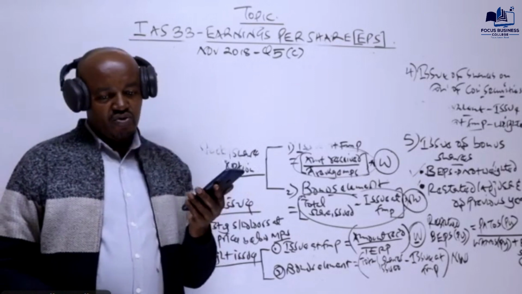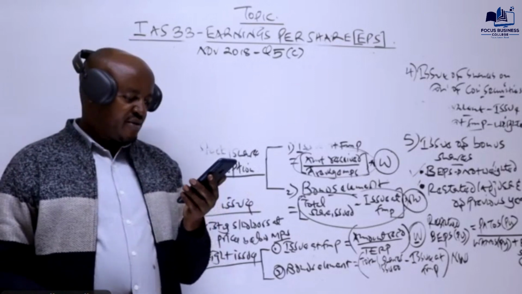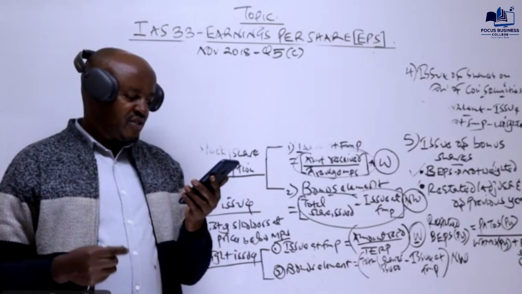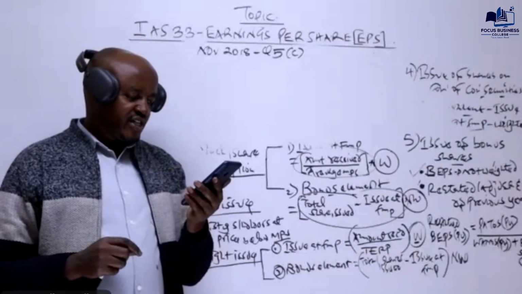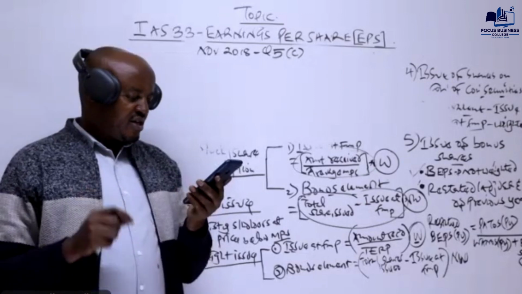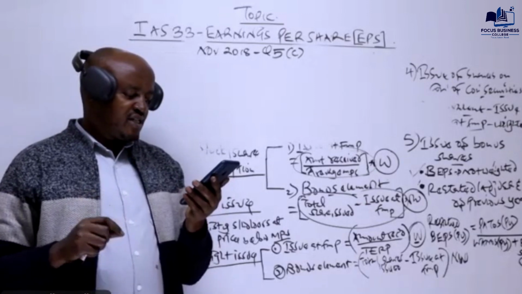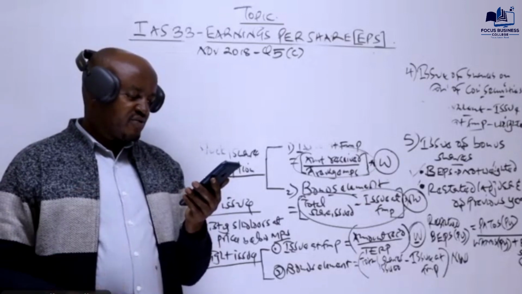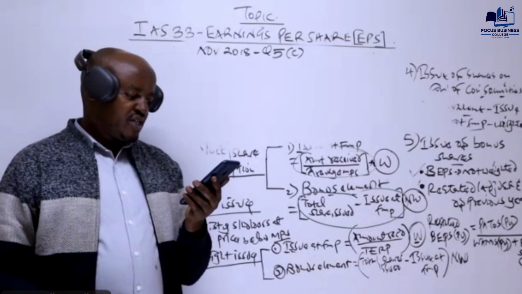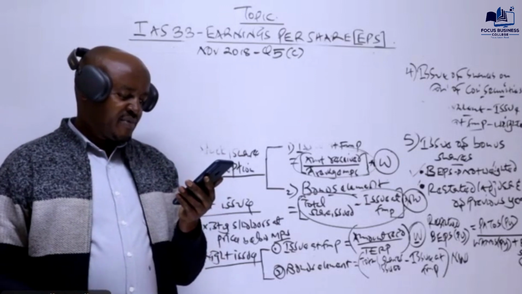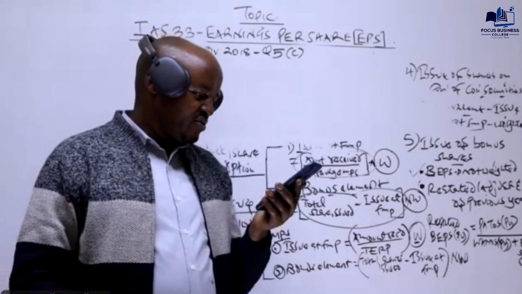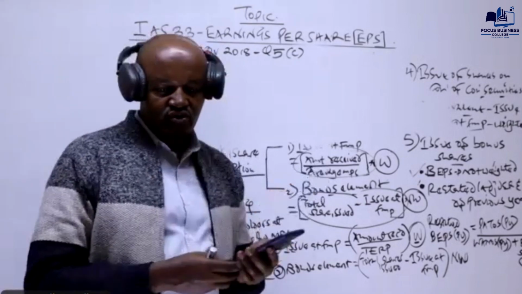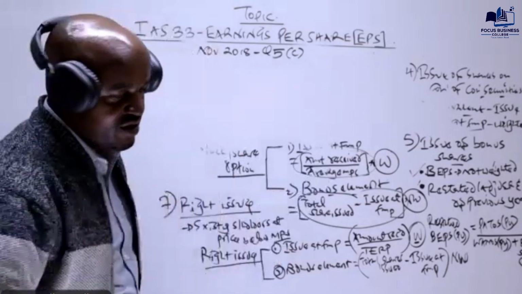And then what are we required to do here? Roman 1, we are required to compute the basic earnings per share for the year which ended 31st of July 2017 and 31st of July 2018, 10 marks. And then Roman 2, we are required to compute the comparative earnings per share for the year 2017 to be reported in the 2018 financial statements. And then you're told the EPS figure reported in 2017 was 0.525.